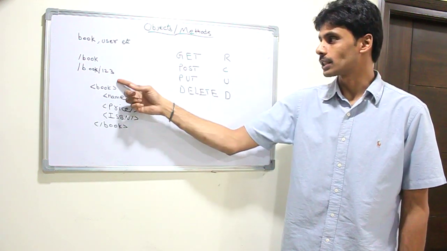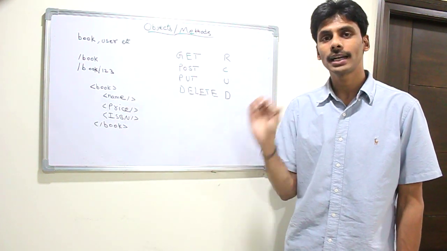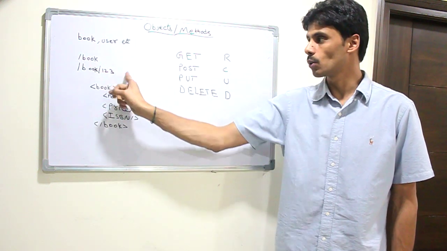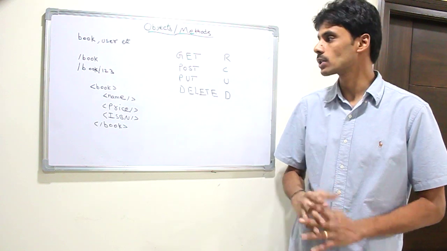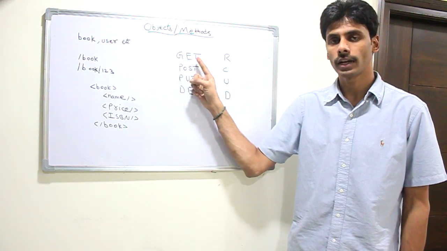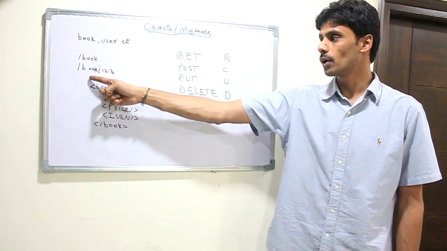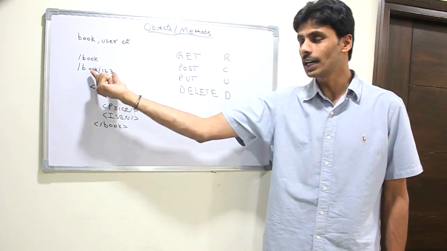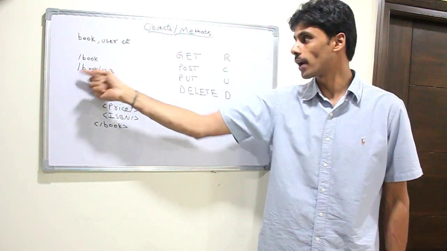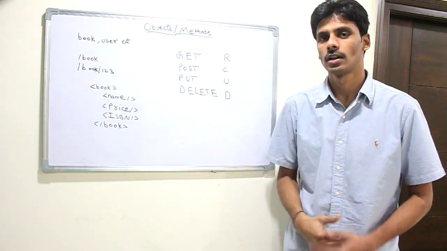Even in case of get, if you want to get a particular book, one book, this is the URI you should use. If you use the other one, it's going to bring you back all the books when you use it in combination with the get method. So to update it, you are going to use this URL in combination with the put method. If you want to retrieve one single book, you are going to use this URI in combination with get.